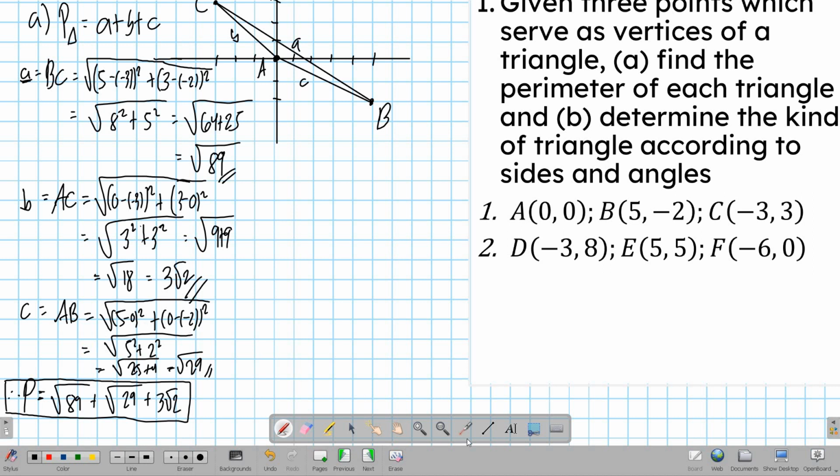Now, how about letter B? How do we now determine what type of triangle it is according to sides or to angles? Before we go solving, kailangan alam muna natin paano to ide-determine at ano-ano ba nga ba ulit yung types of triangles according to sides and angles.